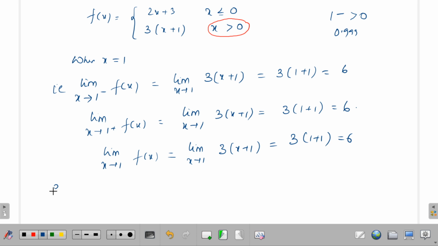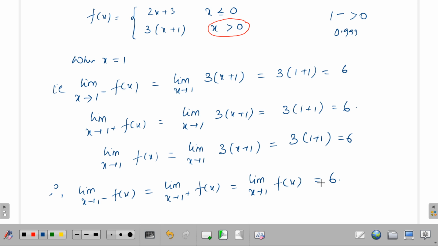So over here also, therefore, limit of x tends to 1 minus f of x will be equal to limit of x tends to 1 plus f of x equal to limit of x tends to 1, your f of x, which is nothing more than 6. Okay, so that's all about your question number 23. Now, again, I'm going to say the same thing. If you didn't understand, you're always welcome to pause the video and check nicely.